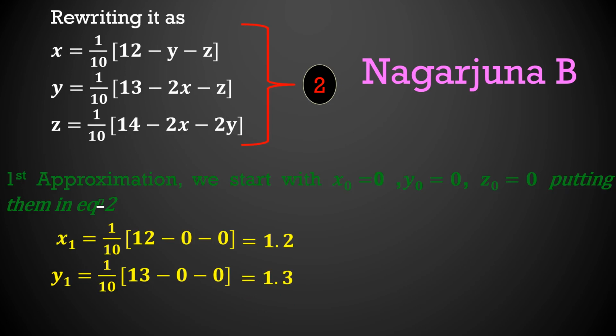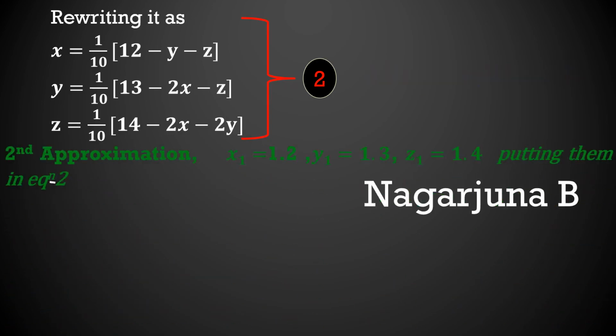The next z1 will be equal to 1 by 10 into 14 minus 2 into 0 is 0 minus 2 into 0 is 0, that is 14 minus 0 will be equal to 14. 14 into 1 by 10 will be equal to 1.4. So x is equal to 1.2, y is equal to 1.3 and z is equal to 1.4 are the values of x, y and z in the first iteration, that is during the first approximation. We got x1 is equal to 1.2, y1 is equal to 1.3 and z1 is equal to 1.4.